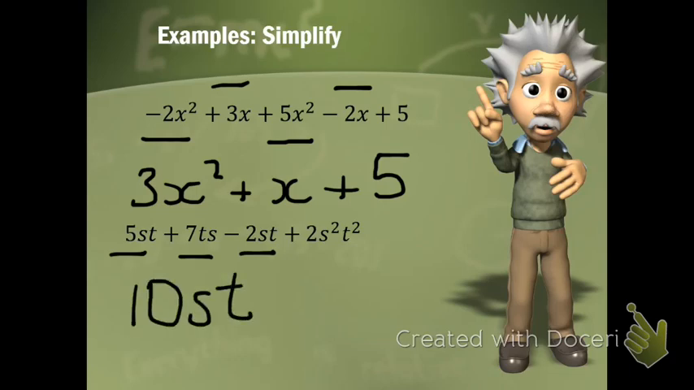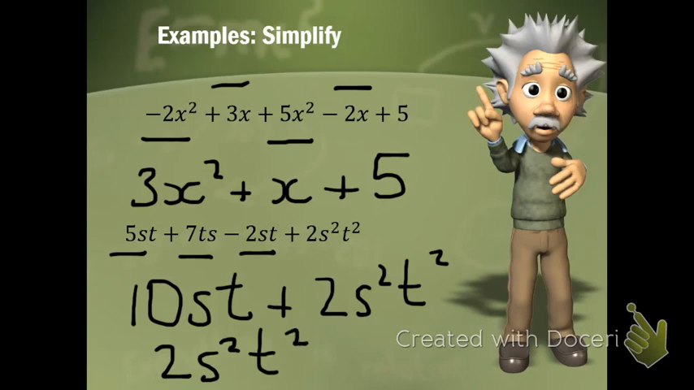10st. Now we usually write them in alphabetical order, so we'll stick with the st rather than the ts, plus 2s squared t squared. Now we can leave our answer like that, but generally we put the high powers at the front. So we can rearrange this to 2s squared t squared plus 10st. And that would be simplified.